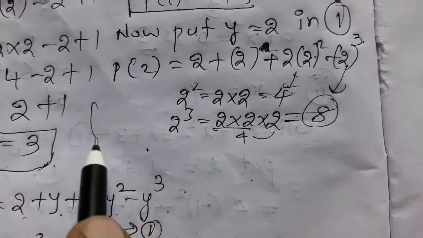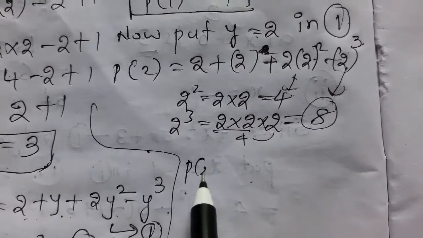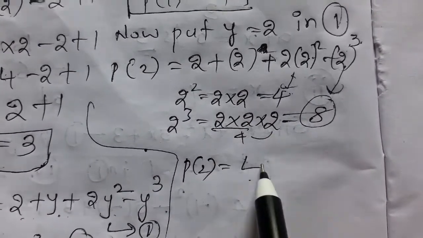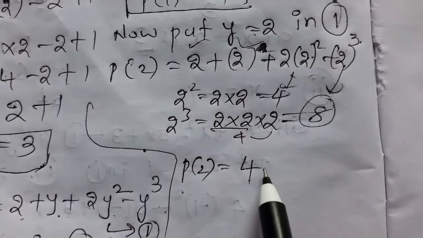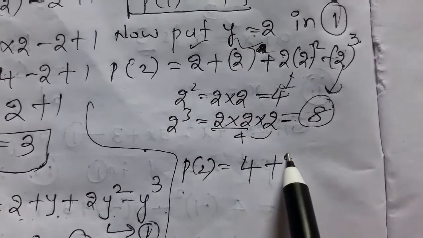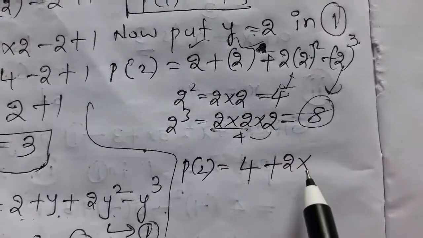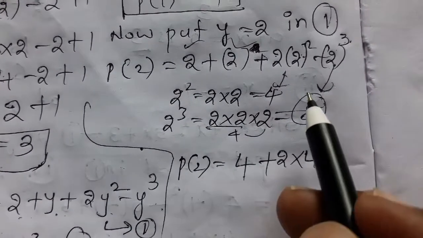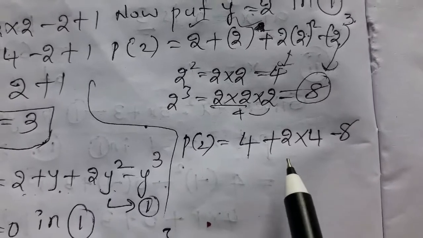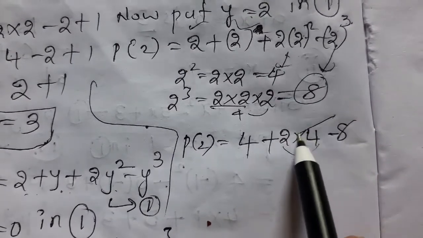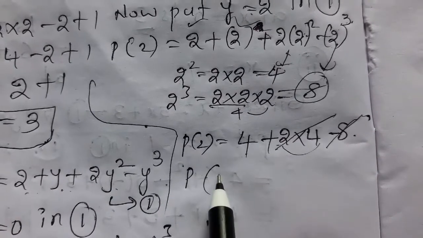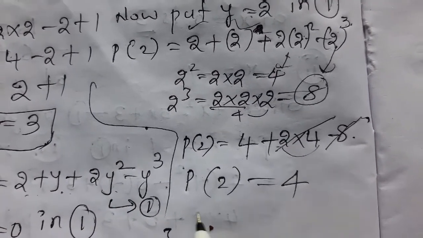Now P of 2 equals to this 2 plus 2 is 4, plus this 2 into 2 square value is 4, minus 2 cube value is how much? 2 cube value is 8. See here 2 fours are 8. So this plus 8 minus 8 cancel. Therefore P of 2 equals to 4.